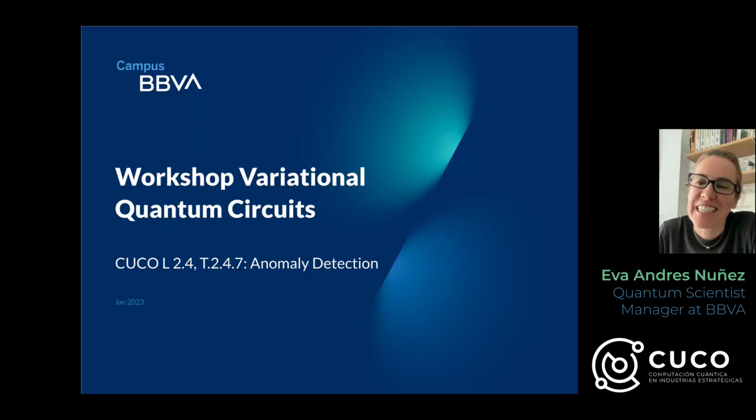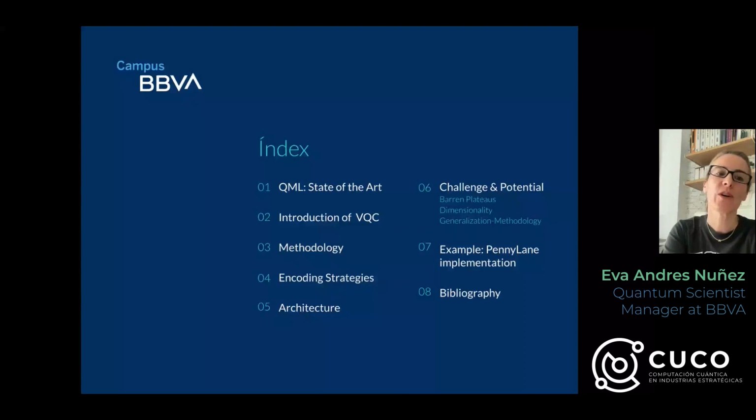Well, thanks for attending this workshop centered on variational quantum circuits or quantum neural networks. In this session, we continue analyzing this kind of model, adding more information about the state of the art and the problems and challenges of this model.